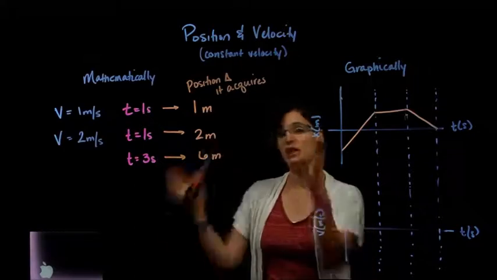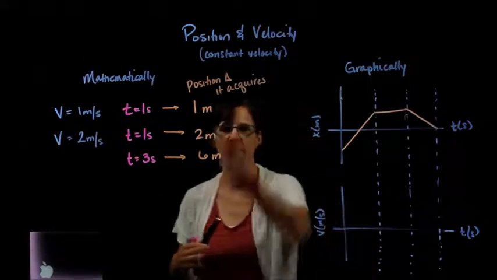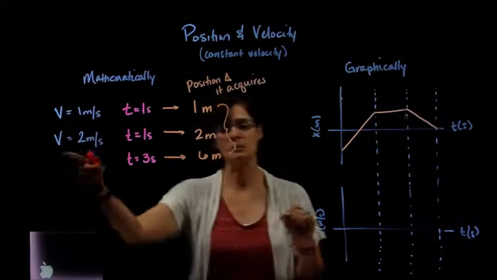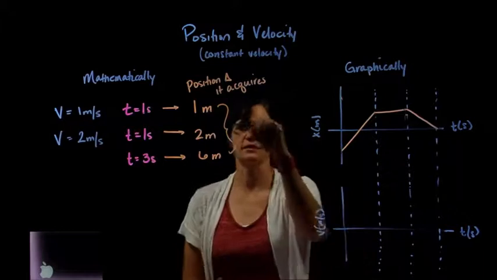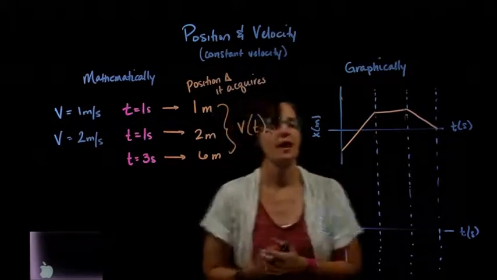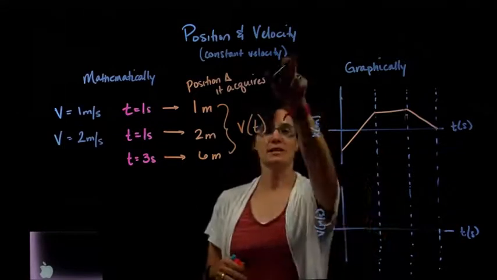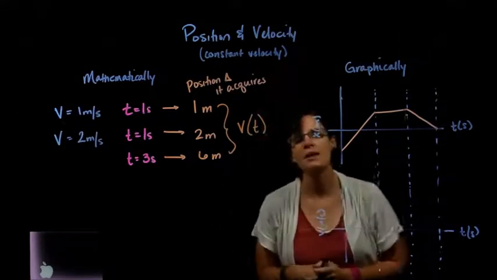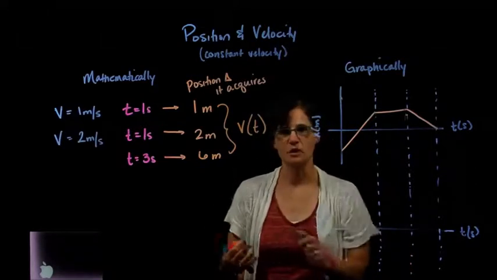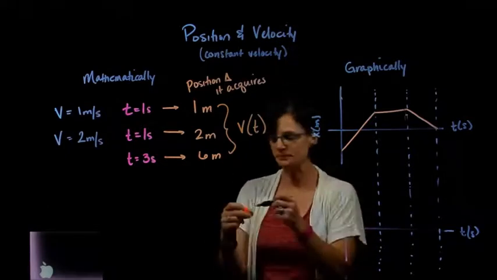If I want to generalize that into a relationship, how did I get this 1 or this 2 or this 6? I simply took its constant velocity and multiplied it by how much time the object traveled. So the constant velocity times the amount of time the object traveled tells us how much position the object acquires, how far it went.